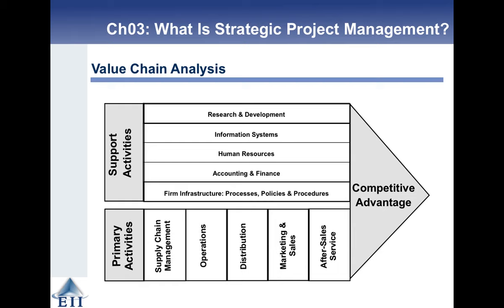So the support activities that a company may have are research and development, information systems, human resources, accounting and finance, or firm infrastructure, the policies, processes and procedures. The primary activities might be supply chain management, operations, distribution, marketing and sales, and after-sales service. And somewhere in there your project is going to fit and it should be enhancing how your company makes money. Or if you're in a non-profit, it should be enhancing how your non-profit delivers value to your clients, right?